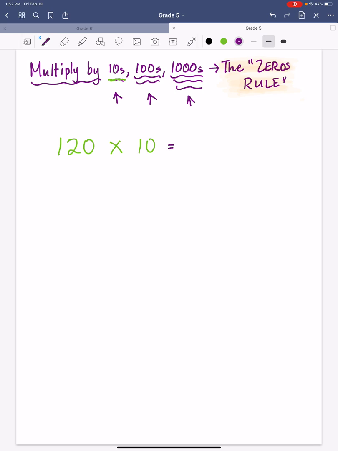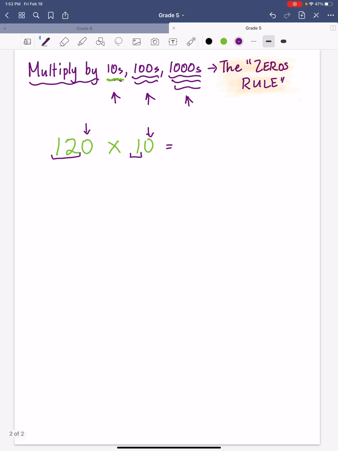So what we're going to do is look at 12 times 1. We're just going to ignore the zeros for right now. Okay, so we have that 0. We're just going to ignore those zeros. And we're going to say, that's just kind of like saying 12 times 1, which is 12. And then how many zeros do I have? 1, 2. So I'm going to move those zeros over here like that.